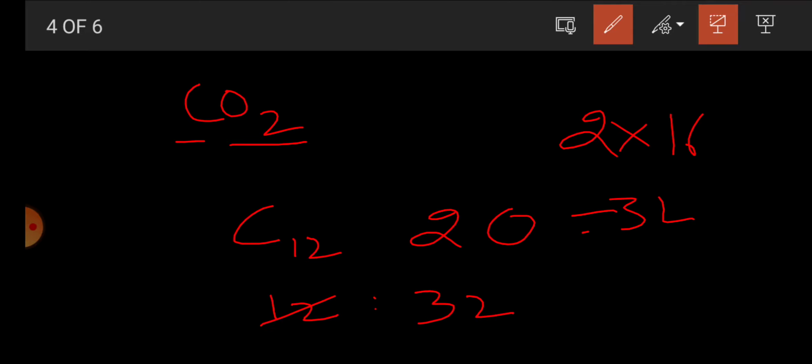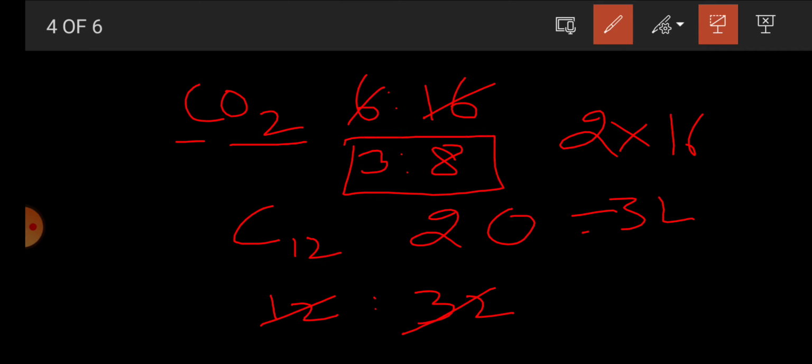You can make it as simple as you can. So cut them in one table, so it will be 6, then it will be 16. Okay, you can further cut it down, 3, and this should be 8. So this one is the simple ratio for the carbon dioxide.